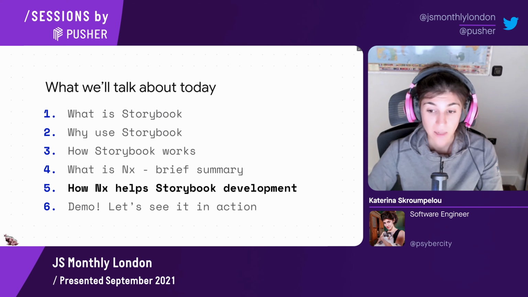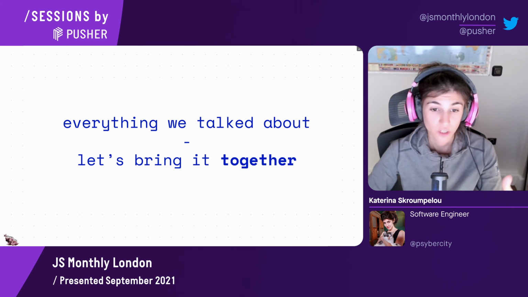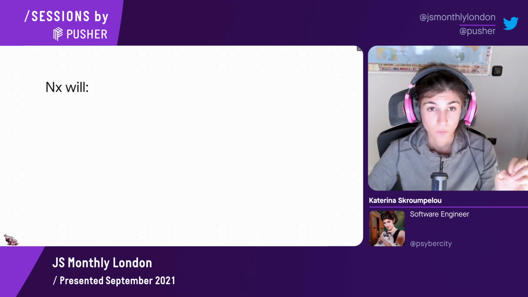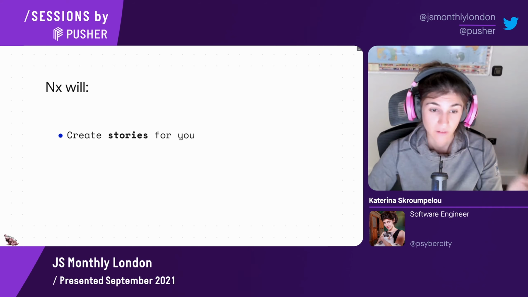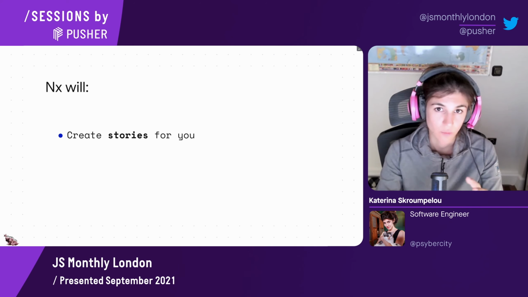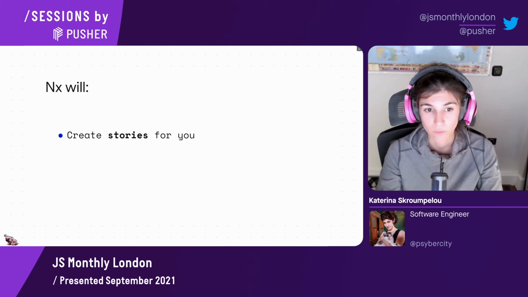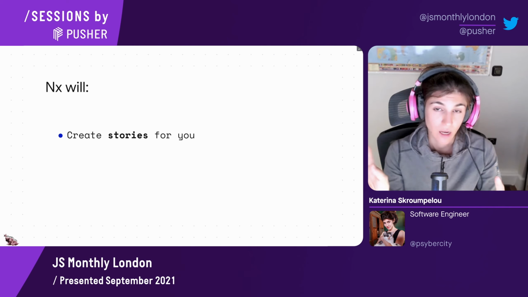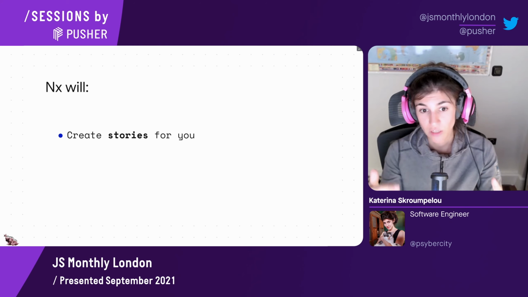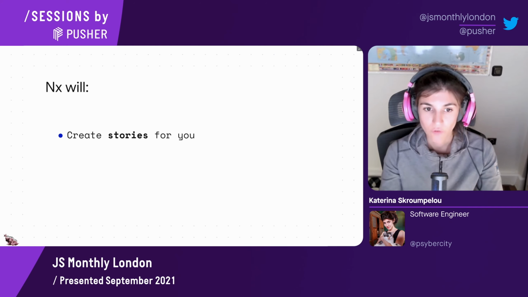So how does NX help with Storybook development? Everything we talked about, let's bring it together. I think the most important things that NX will do for you is that, first of all, it will create stories for you. As you saw, we just wrote a story where we imported the React component, we took the props, we adjusted some things and we added some inputs to the props. What NX will do for you is it will take your component, it will analyze the code, and if it's Angular, it will understand your imports, or if it's React, it will understand your props. And based on that, it will create a sample story for you with some default values or some sample values. So it will write the code for you so you won't have to do anything.